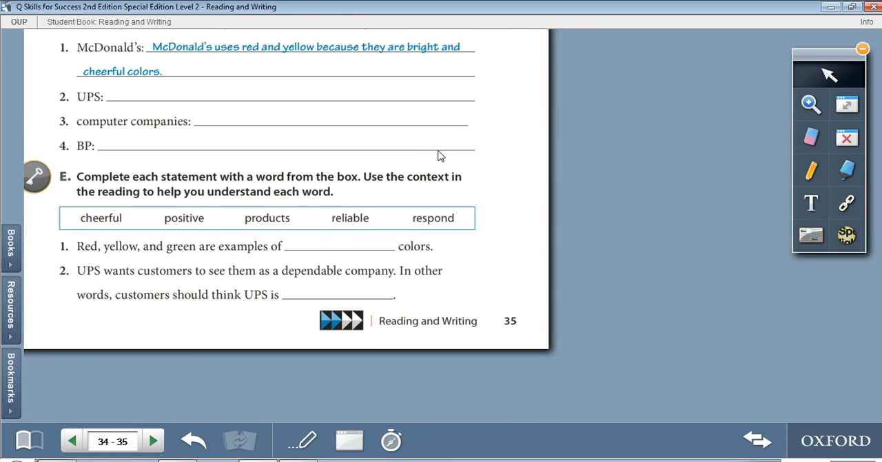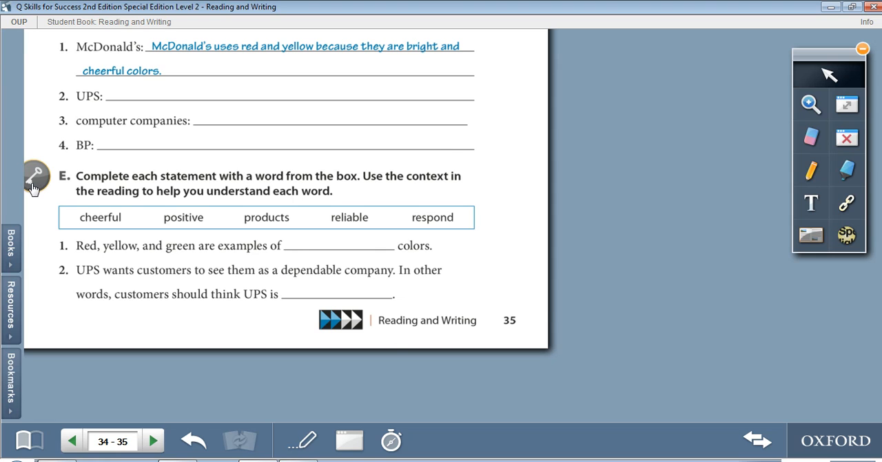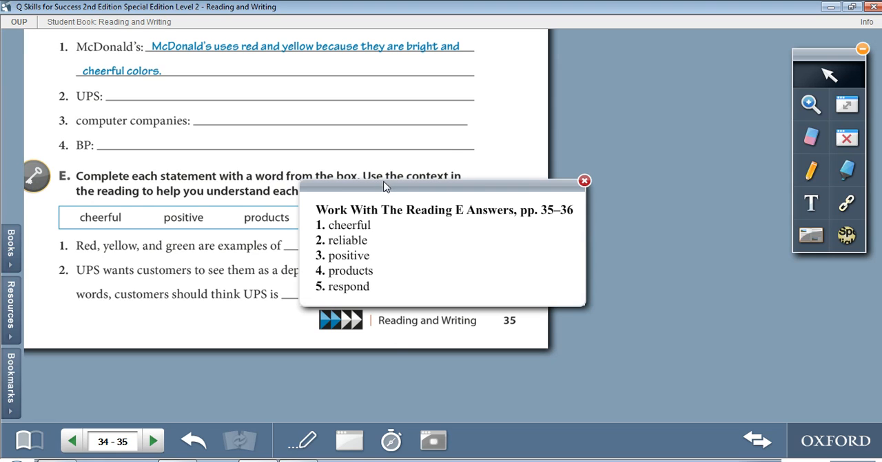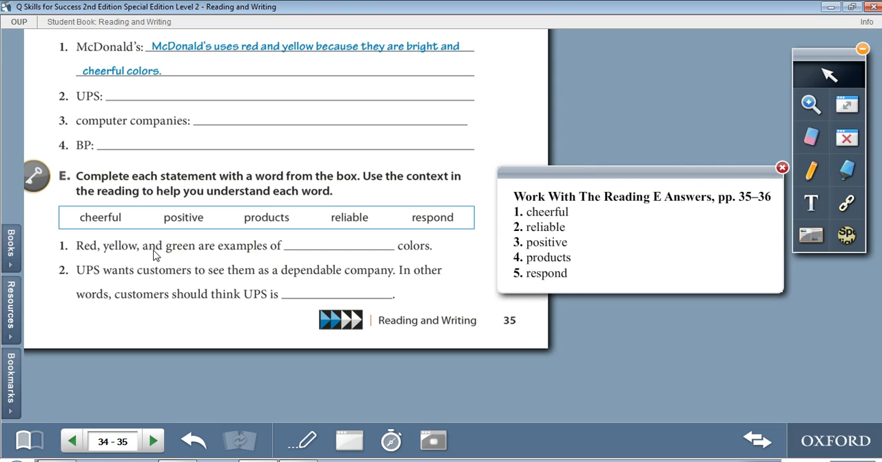Moving on, activity E. Complete each statement with a word from the box. Use the context in the reading to help you understand each word. Number 1. Red, yellow, and green are examples of cheerful colors. 2. UPS wants customers to see them as a dependable company. In other words, customers should think UPS is reliable.